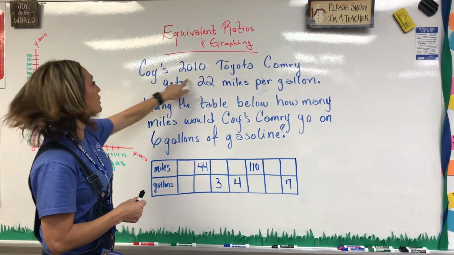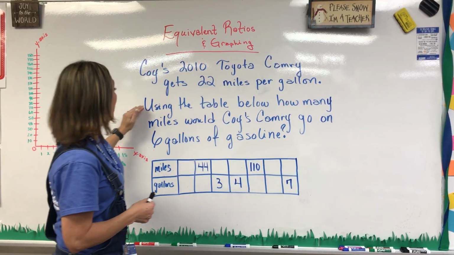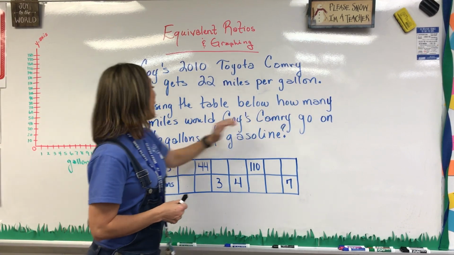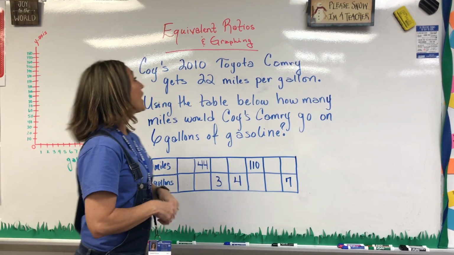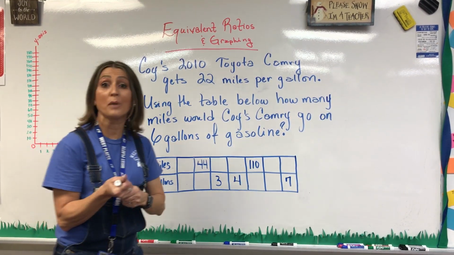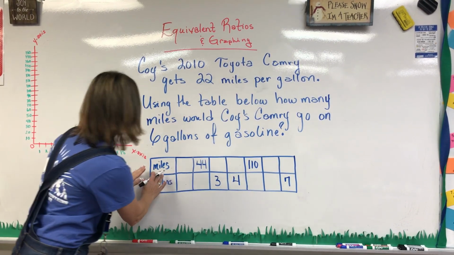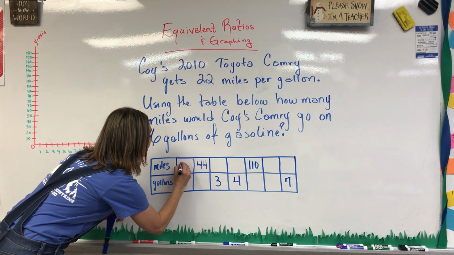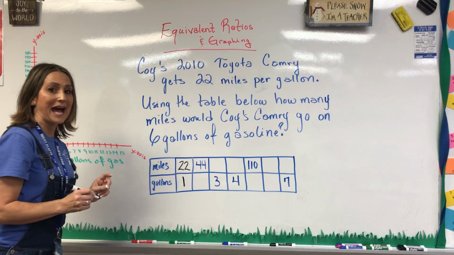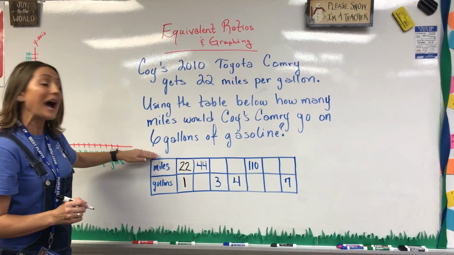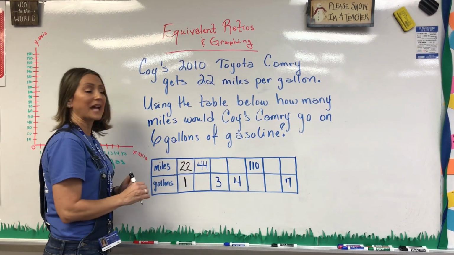So here's the problem we're going to do tonight about equivalent ratios and graphing. Coy's 2010 Toyota Camry gets 22 miles per gallon. And I want to know, using the table below, how many miles would Coy's Camry go on 6 gallons of gasoline? Well, I'm first going to ask myself, what do I know about Coy's car? Coy's Toyota goes 22 miles per gallon. So I have a table here, and the information I know is that Coy's car goes 22 miles in 1 gallon of gas. But I want to know how far Coy's car would go in 6 gallons of gas. How many miles would it go in 6 gallons of gas?